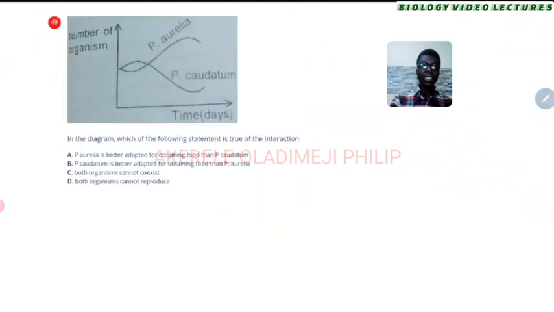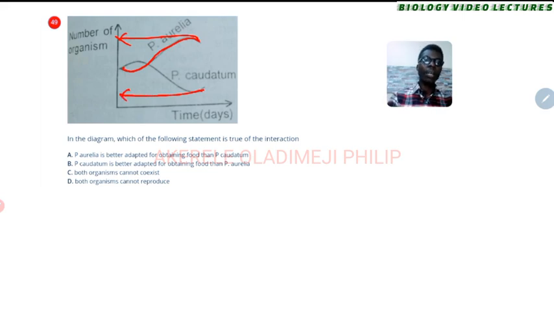Then lastly here, it says in the diagram, which of the following statements is true of the interaction? P. aurelia is better adapted for obtaining food than P. caudatum. Well, does that make sense? Okay, P. caudatum is better adapted for obtaining food than, okay, both organisms cannot coexist, cannot reproduce, no. Now, why are we going to say P. aurelia is better adapted? Yes, because the number of P. aurelia, if you trace this here, is higher than what we have here.